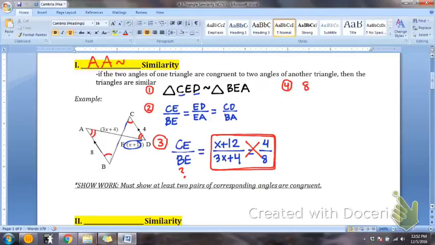So I'm going to have 8 times x plus 12 equals 4 times 3x plus 4. Why don't you go ahead and solve that? I just cross multiplied. That's all I did.